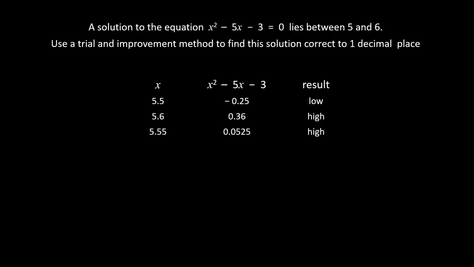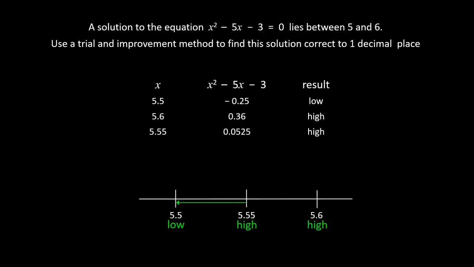So let's have a look at perhaps a slightly different way of explaining it. There's our number line. Now we did 5.5, that was too low. We did 5.6, that was too high. So we tried 5.55. Now when we did that, our answer was high. So we know our answer must be in between a number that gave us an answer that was too low and a number that gave us an answer that was too high. So it's in that gap there.